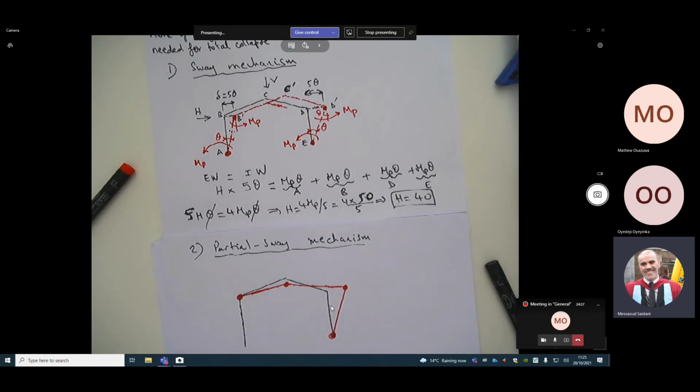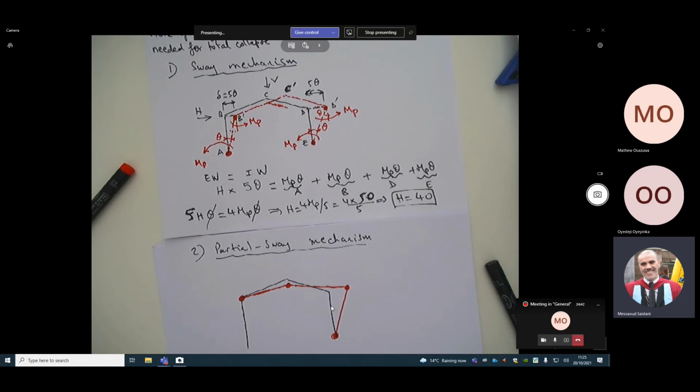Sir, since the building is symmetrical, if you're having a point load at the apex of the building, it's not supposed to sway to one side. Why is it bending towards one side? And both legs are fixed. No.